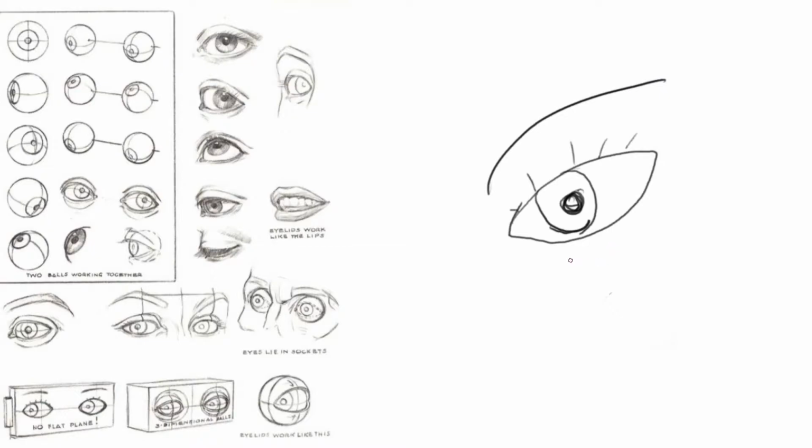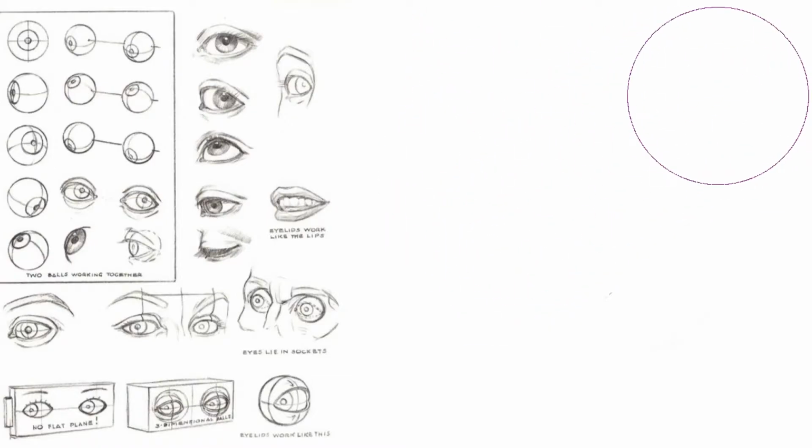If you look at the bottom left of that reference, it says no flat plane. That means this is not an eye. Because this is flat. You can give it eyelashes, you could put an eyebrow over it. It's still flat. And this is not what we want. What we want is a three-dimensional object.